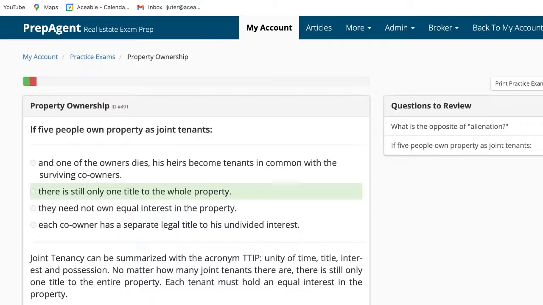What's it called when you own property with somebody else? That would be a concurrent estate. When you own it by yourself, that is known as an estate in severalty. Everybody got that? That's severalty. Severalty is by yourself. Concurrent is with others.